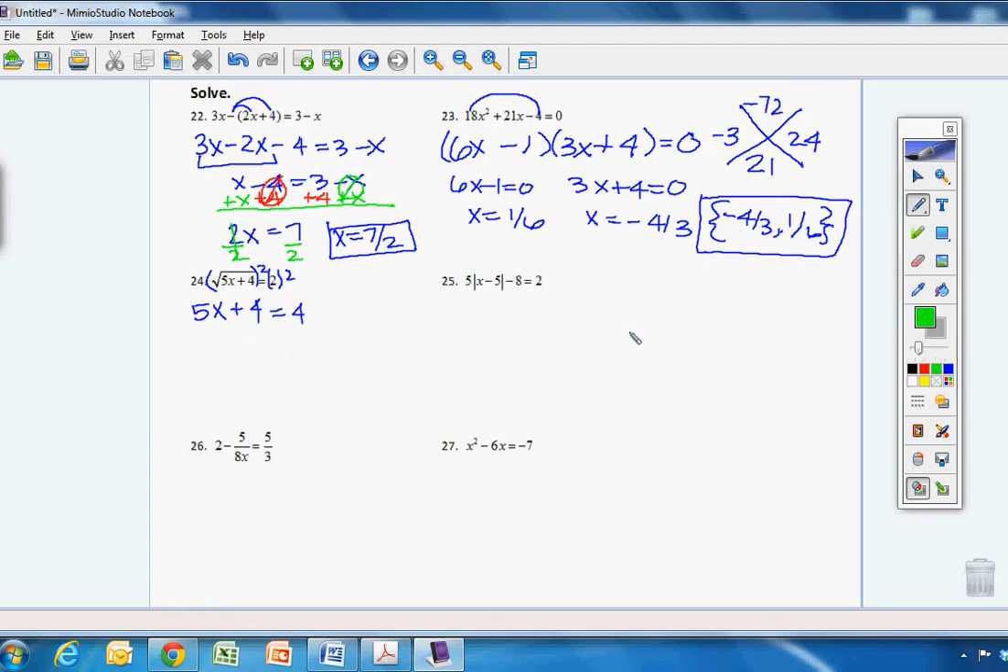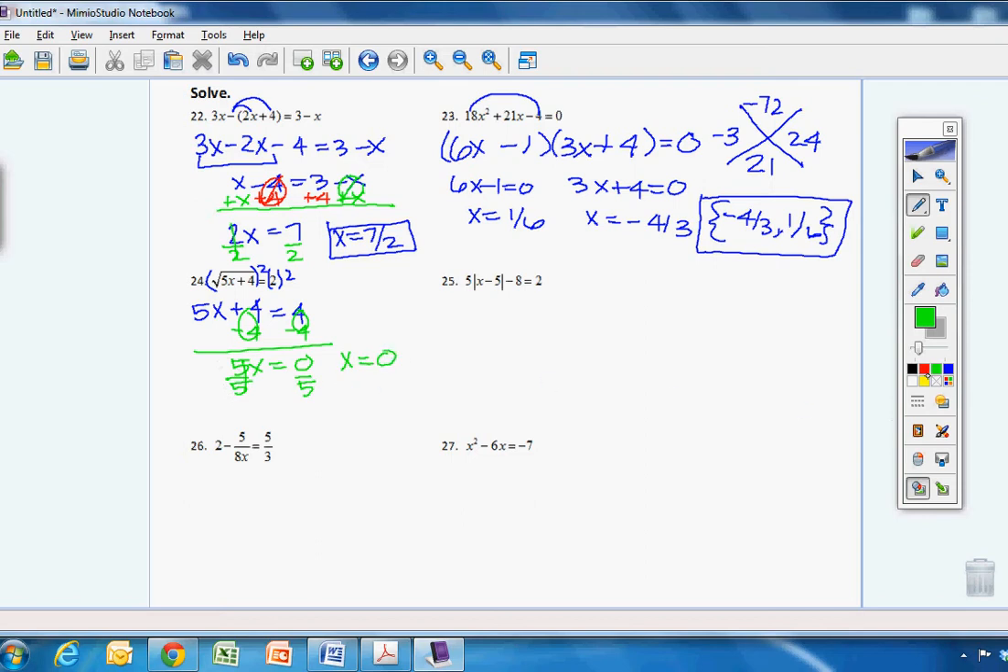Okay, and I'm going to isolate. So I'm going to subtract 4, subtract 4. So now I'm going to be left with 5x equals 0, because this goes away, but this also turns into 0. I want to divide by 5, but really I know that x is going to be 0.